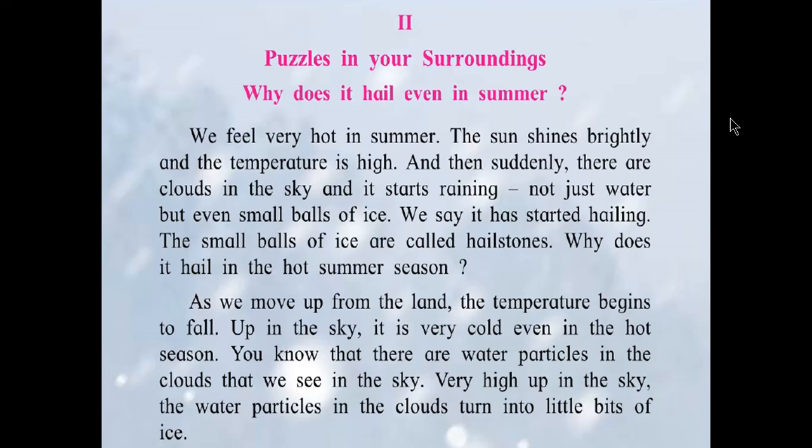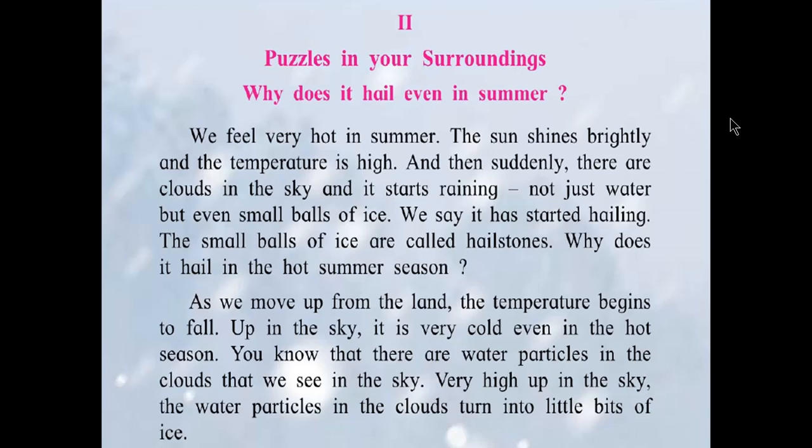Why does it hail even in summer? We feel very hot in summer. The sun shines brightly and the temperature is high. And then suddenly there are clouds in the sky and it starts raining. Not just water, but even small balls of ice. We say it has started hailing. The small balls of ice are called hailstones. Why does it hail in the hot summer season?